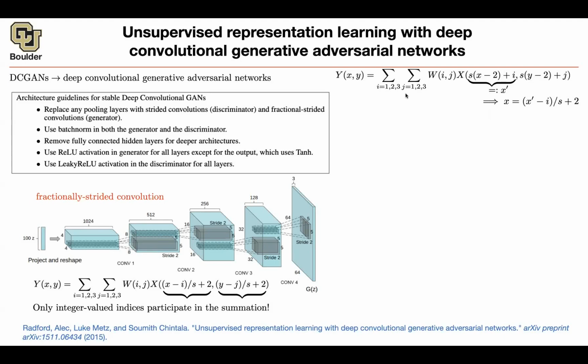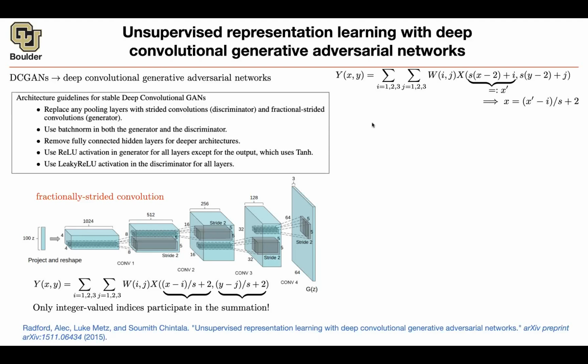Now we want to take its derivative. We want to know the derivative of loss with respect to X, and how it is related to the derivative of loss with respect to Y. First of all, let's rename this to be X prime, and let's compute X. X is going to be X prime minus I divided by S plus 2. And this is exactly what you had here by renaming X to be X prime. So it's exactly the same thing.